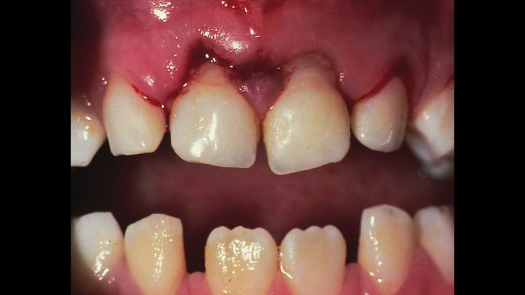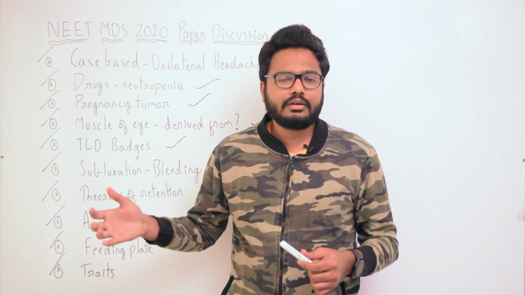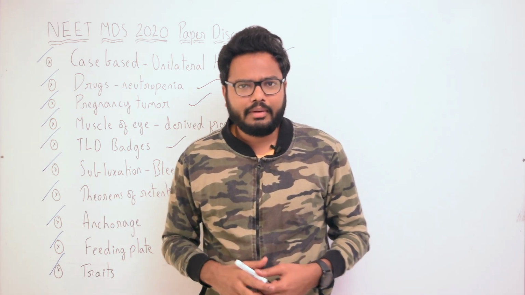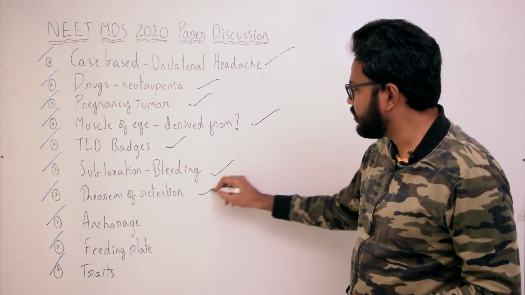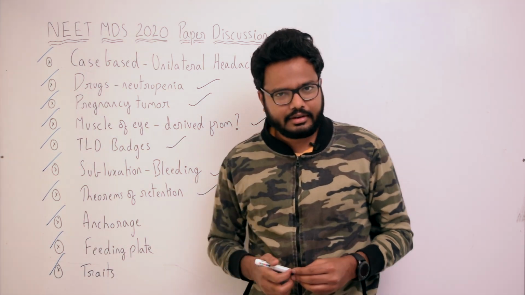The clinical features include the affected teeth are present in their normal positions in arch but exhibit horizontal mobility and have pain on percussion. Bleeding from gingival crevice is present, indicating damage to supporting periodontal tissue, and these teeth respond normally to sensitivity tests, which is another important point to keep in mind, right? Moving on to the next question, theorems of retention.